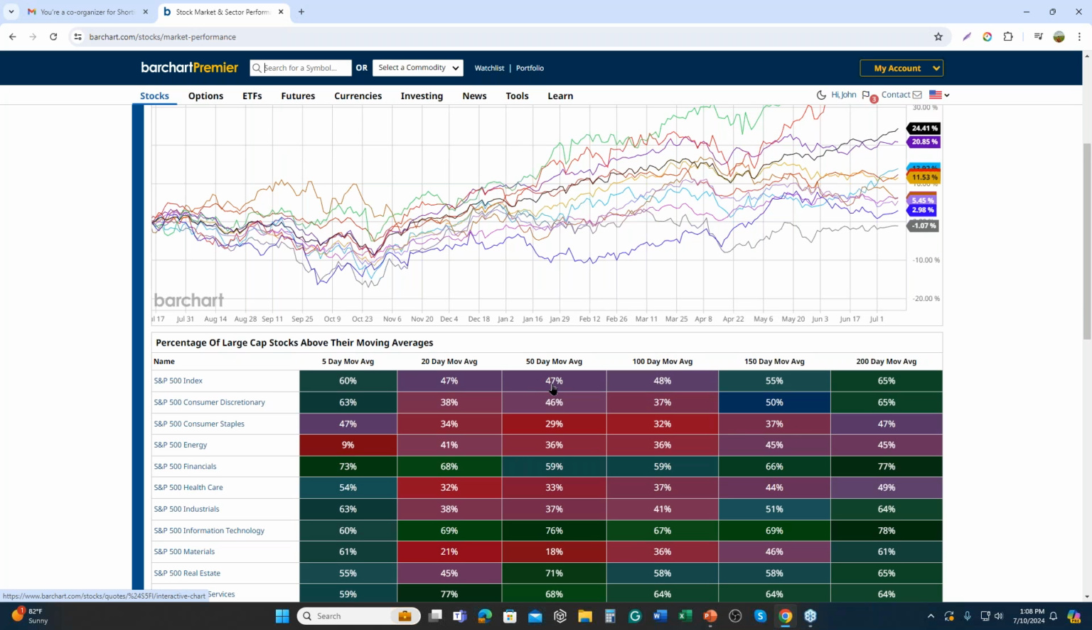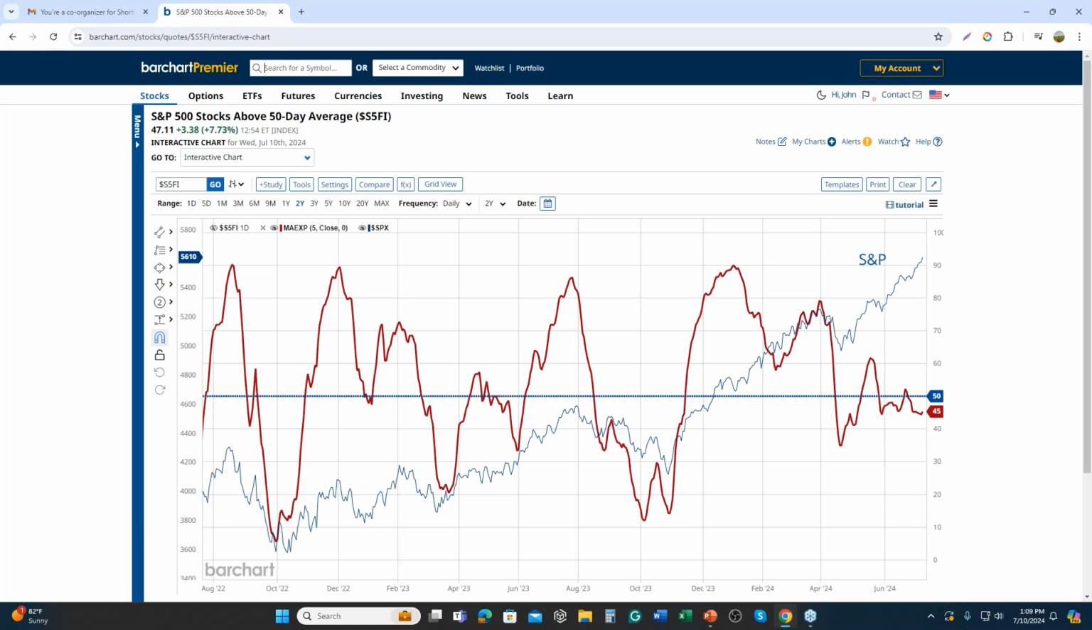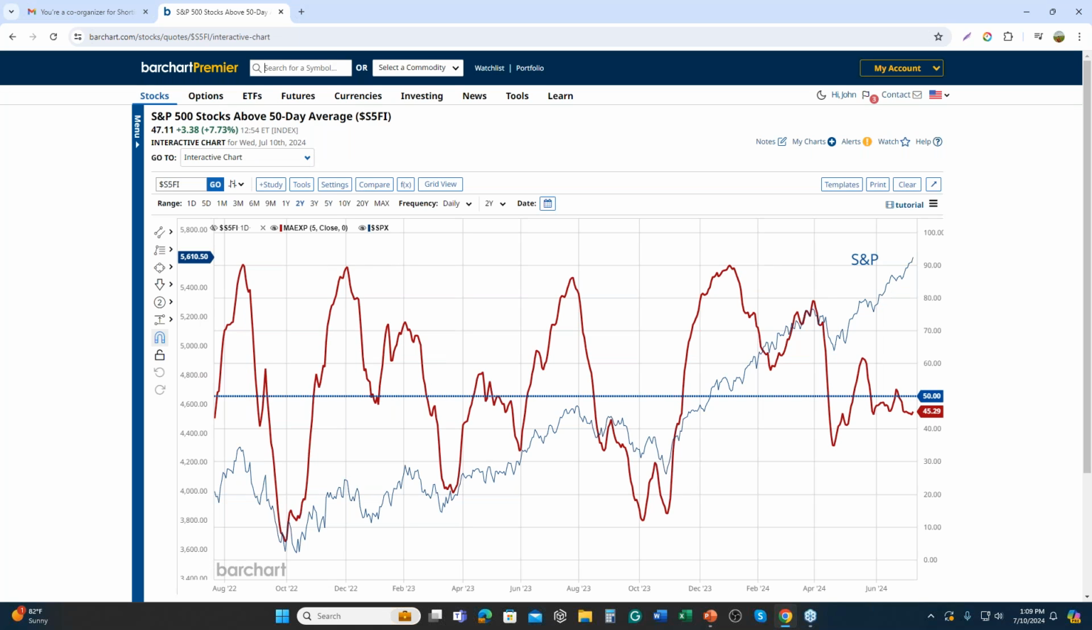And you can see that currently today in the S&P 500 index, there's only 47% of the S&P index stocks above their 50-day moving average. That means there's a larger percentage that are exhibiting bearish or downtrending tendencies. Now, if you click on this and open it up, you will go to a chart. Now, I've manipulated this chart.